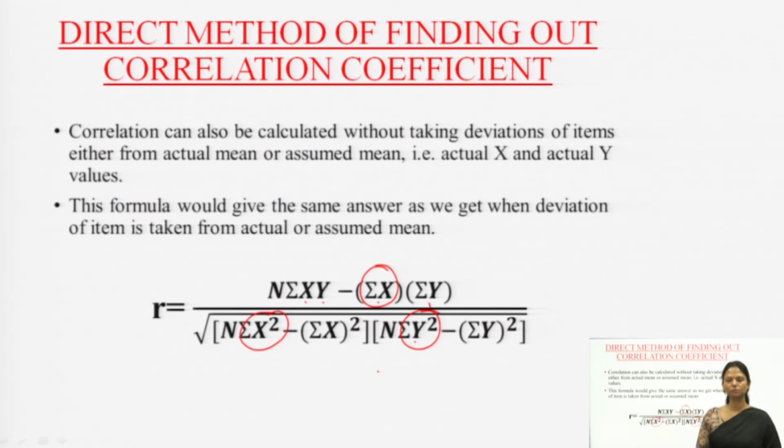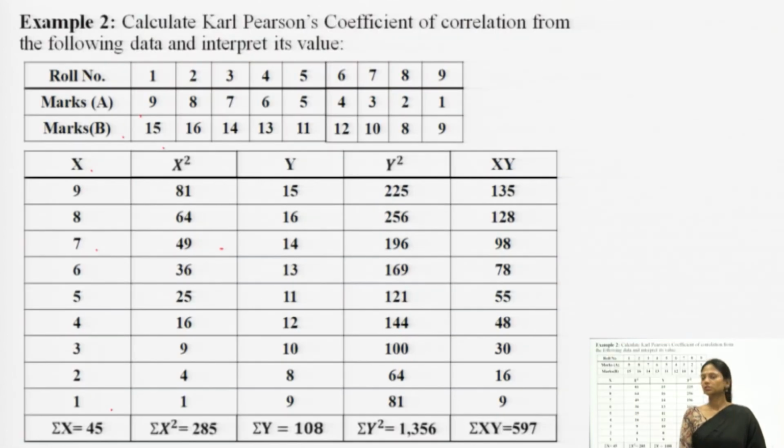That means the values of the observations which were given to me are supposed to be added together to give me the summation x value, which is equal to 9 plus 8 plus 7 plus 6 plus 5 plus 4 plus 3 plus 2 plus 1, which gives me 45 as the answer. I have multiplied 9 into 9, that is 81, and it gives me summation of x square, that is 285.